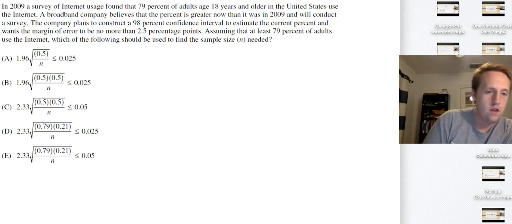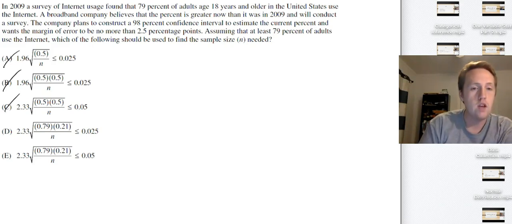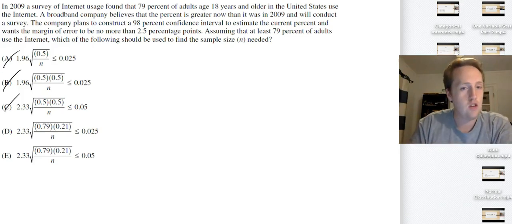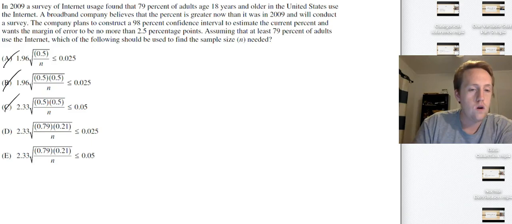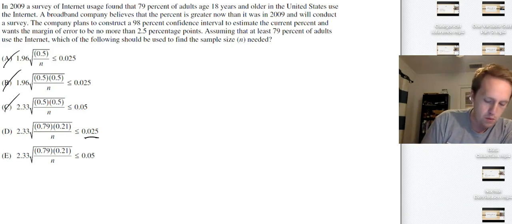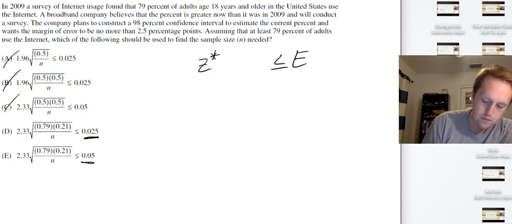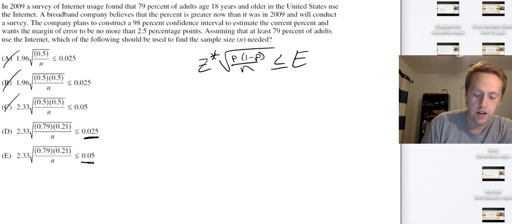So that means A, B, and C are going to be wrong because those all use 0.5. So remember I said if they don't give you anything, use 0.5 for that. But they gave us 0.79. So now it's just a matter of should it be 0.025 or should it be 0.05? Well, basically what we're doing is we want the error to be less than or equal to z star times the square root of p(1 minus p) over n. Because right, that's the error formula that I just wrote.